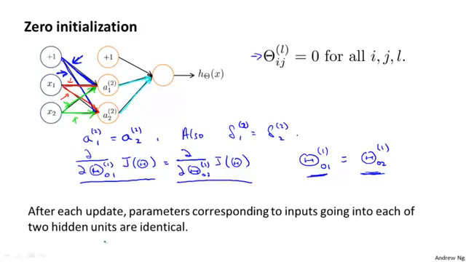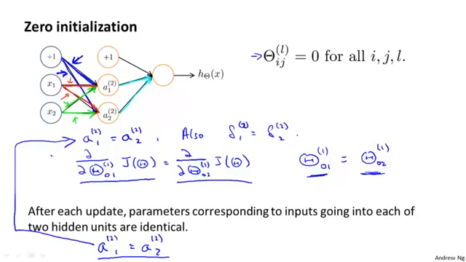And what that means is that even after one iteration of, say, gradient descent, you find that your two hidden units are still computing exactly the same function of the input. So you still have this a_1^(2) equals a_2^(2). And so you're back to this case. And as you keep running gradient descent, the two blue weights will stay the same as each other, the two red weights will stay the same as each other, the two green weights will stay the same as each other.